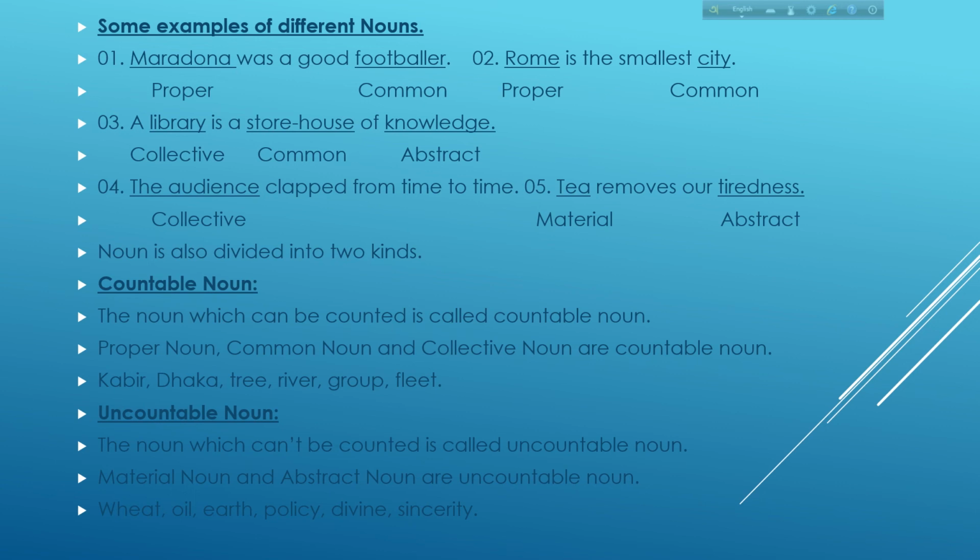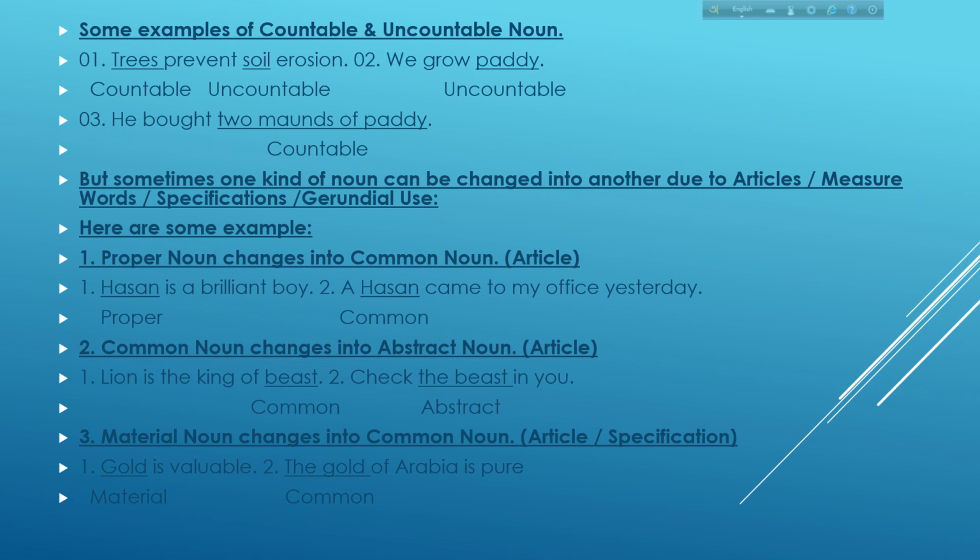An uncountable noun is a noun which cannot be counted. Material noun and abstract noun, these two nouns are uncountable nouns. That is, wheat, oil, earth, policy, divine, sincerity. But in the exam a sentence will be given and you will be asked what type of noun a word is. There will be four options, and you have to choose the correct one: proper, common, collective, material, or abstract. From these five you have to tell.